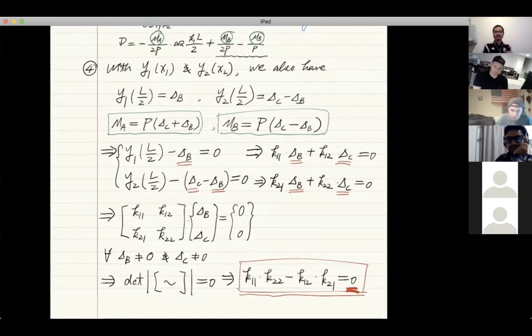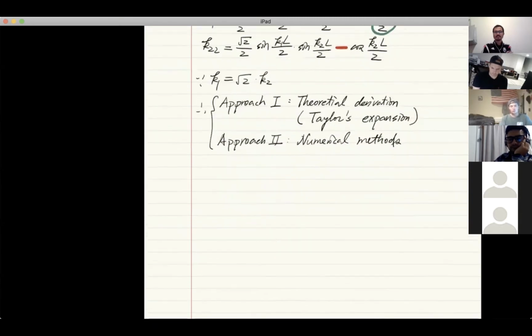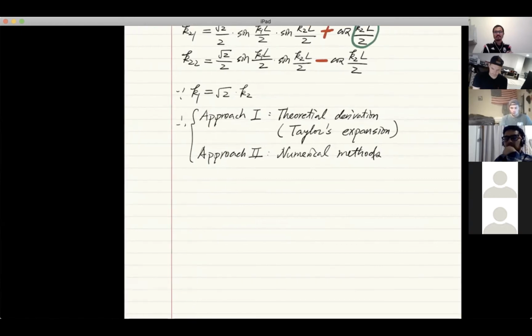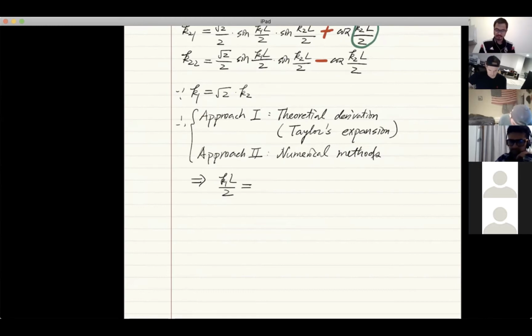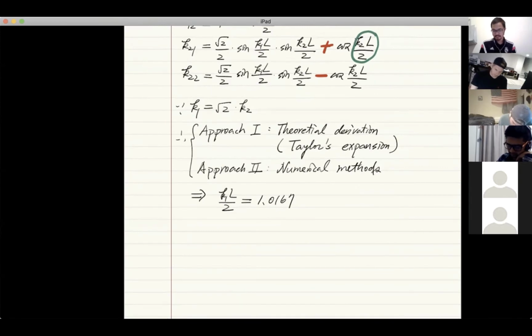Today, you have the tremendous help from computers. Your computer is so fast, you can just solve this problem in seconds. And that's how I did it with this example. Numerically, I found that K1 L over 2, the first root, is 1.0167. You just treat the whole thing as a variable, then you can plug in this value, and the first root is this.